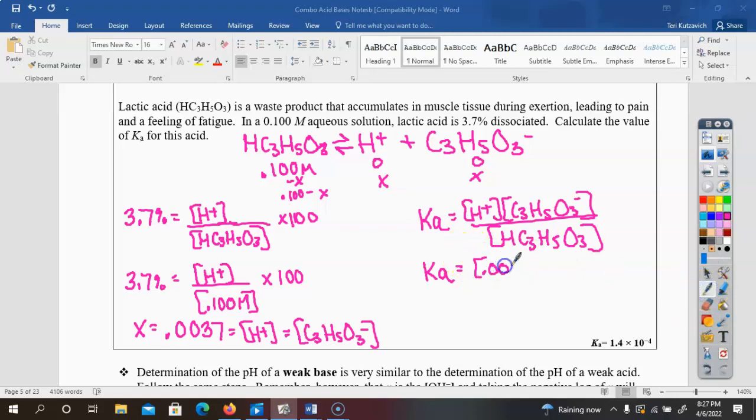We have 0.0037 times 0.0037 divided by 0.100. I like to use those brackets, and that's how you get your Ka. Remember what I did there. I know I keep repeating it, but we're assuming that this X is so small that we don't use it.